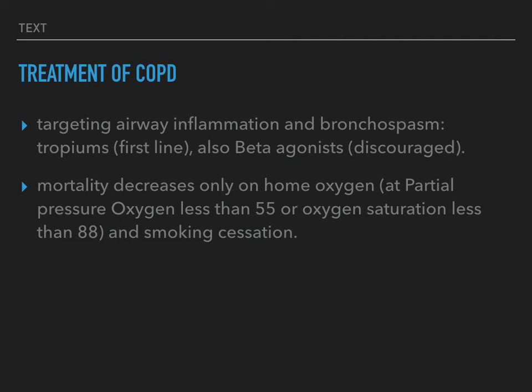Last but not least, I'm going to discuss the treatment of COPD. When we treat COPD, we want to target airway inflammation and bronchospasm. So tiotropium and ipratropium are first line. And two things can decrease mortality: home oxygen with a PaO2 of less than 55 or oxygen saturation less than 88%, and also smoking cessation in a smoker.